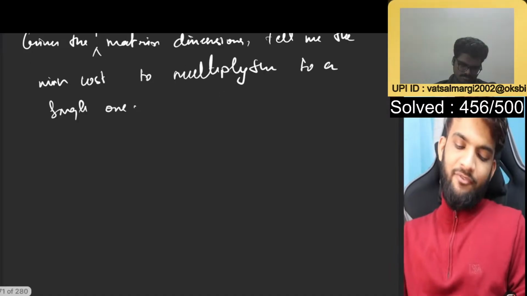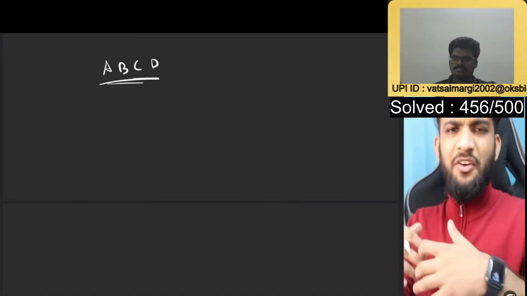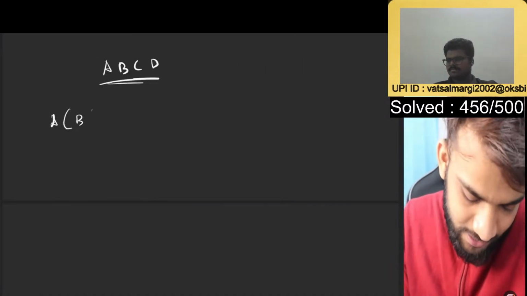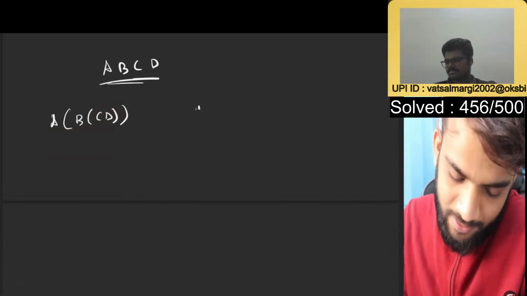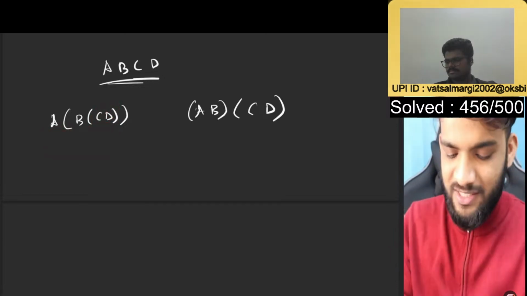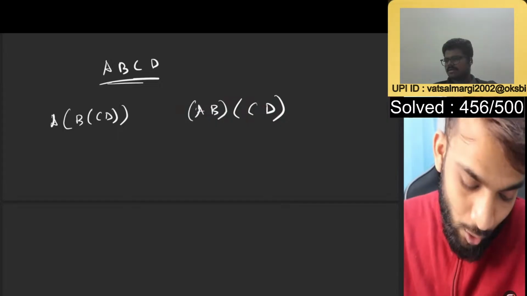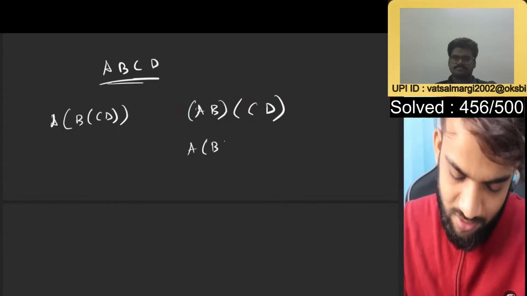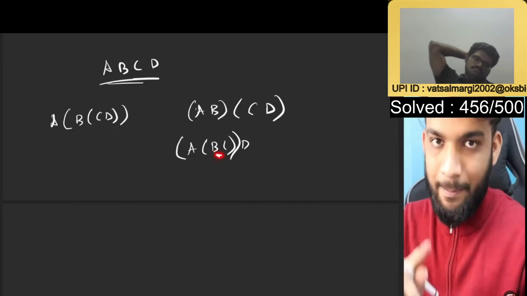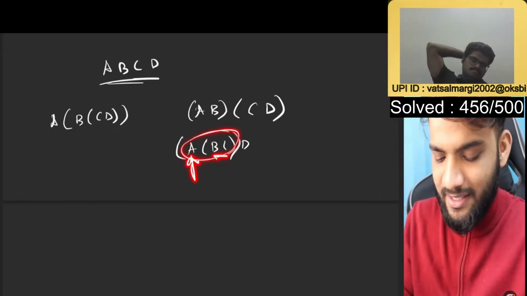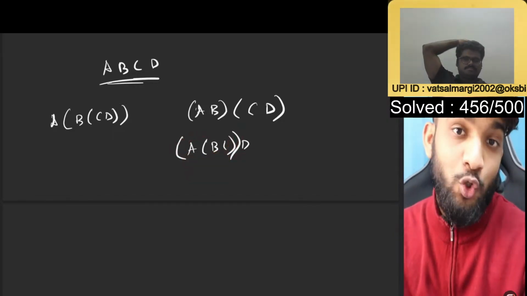So for an example, if I take 4 matrices, A, B, C, D, what can be the different ways? I can first multiply CD, the resultant with B, and then the resultant with A. That can be one of the ways. I can first multiply AB, then multiply CD. So first get the resultant, and then multiply both of them. Or I can do A, B, C, then D. So it's something like first multiply BC, then the resultant with A, and then the entire resultant with D. So there's a lot of ways in which you can multiply.